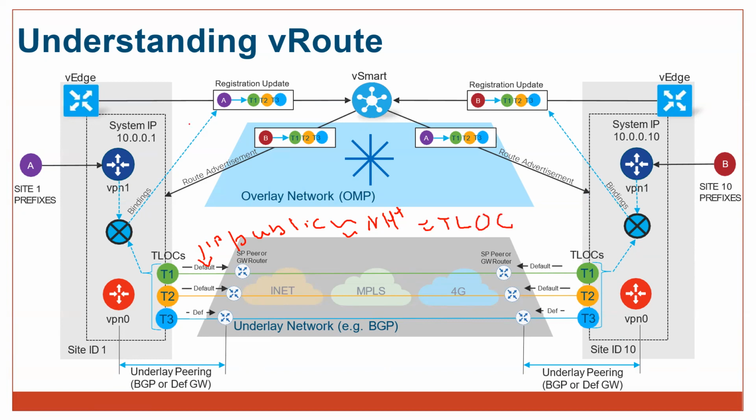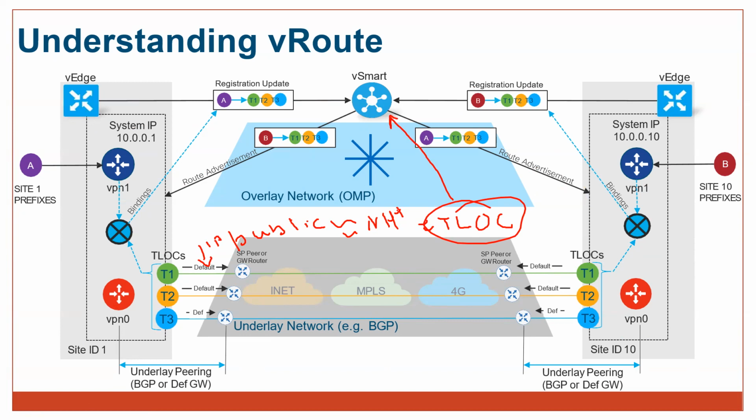As the name suggests, transport VPN is what? VPN 0. So whoever is going to locate the VPN 0 in the fabric, its name is transport locator. It's its duty to locate that particular next hop VPN 0 IP address to the other end host devices. Basically, its duty is to give this information to the vSmart.